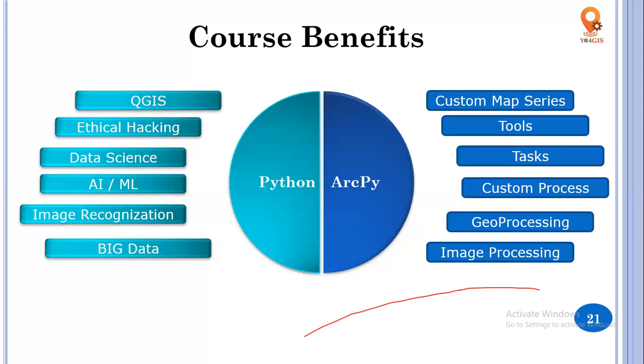But for data science, AI, ML, ethical hacking, these are the places where you will get only one library which you can use frequently, that is Python. So if you want to work with AI, ML, data science, ethical hacking, you have to know Python.